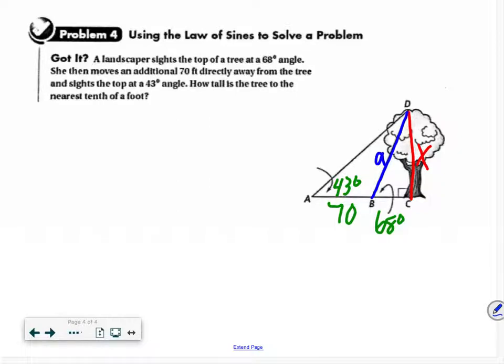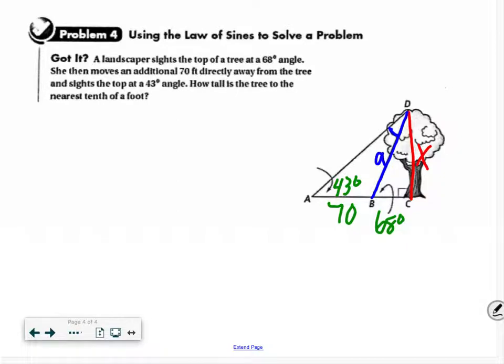Okay. Well, I have to use the 70 somehow. If I'm using 70, what am I probably also going to find? The angle across from 70, up here. Okay. So my sides and angles are across from each other. Let's work on finding this angle.